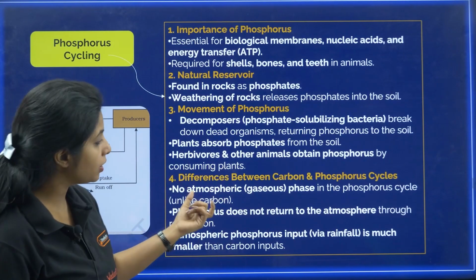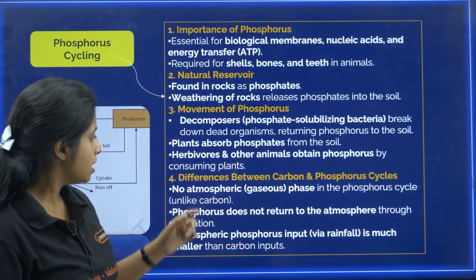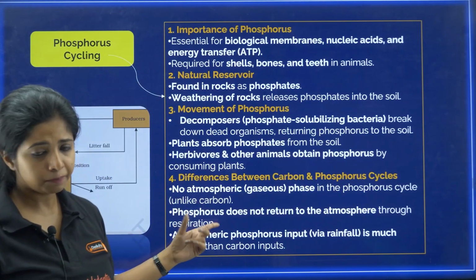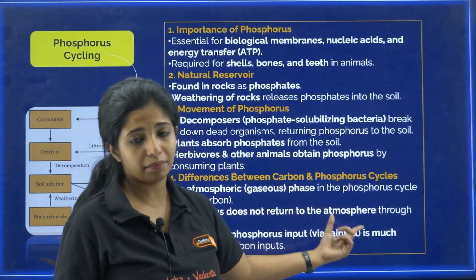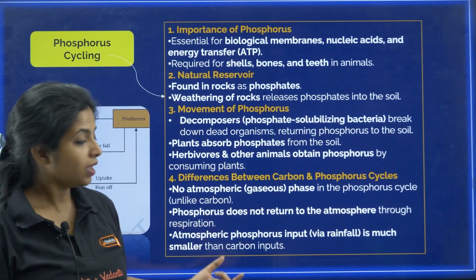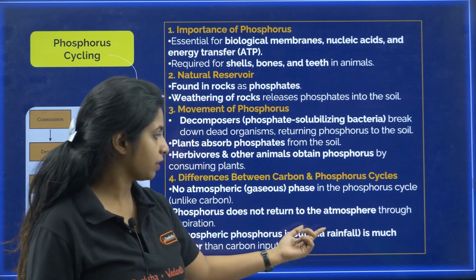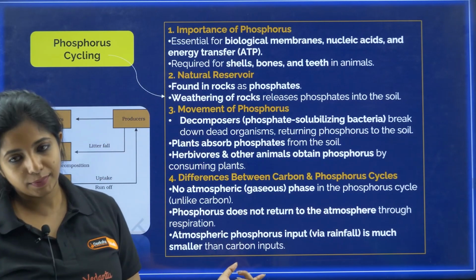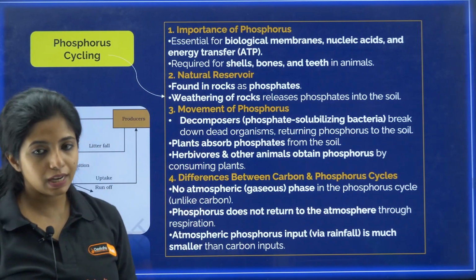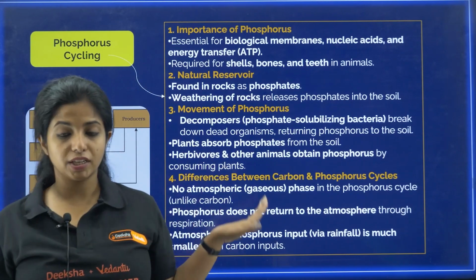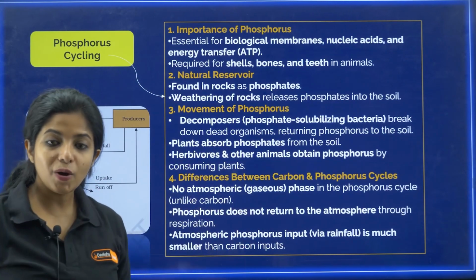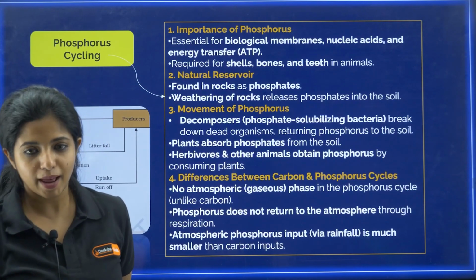Now, differences between the carbon and phosphorus cycle. There is no atmospheric gaseous phase in the phosphorus cycle, my dear children, unlike carbon. Phosphorus does not return to the atmosphere through what? Through respiration. Do we respire out phosphorus? No. Atmospheric phosphorus input via rainfall is much smaller than carbon inputs. So there is no atmospheric gaseous exchange, nor are we giving back to nature via respiration, nor is there phosphorus rainfall happening up there.